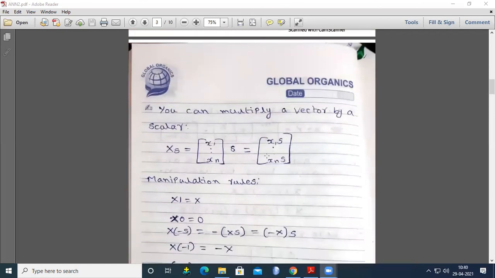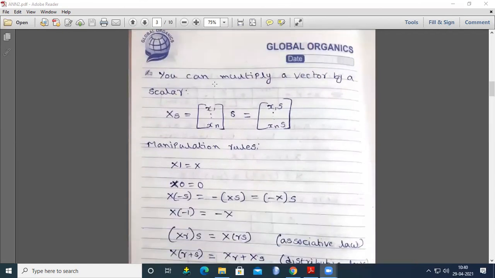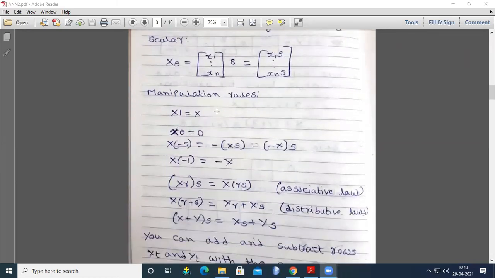And this is multiplying a vector by a scalar. s is the scalar. So x s equals x1 to xn, so x1 into s up to xn into s. So these are the manipulation rules.